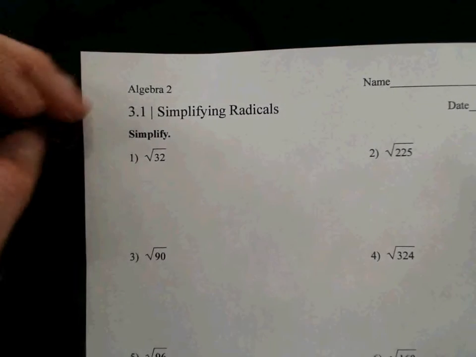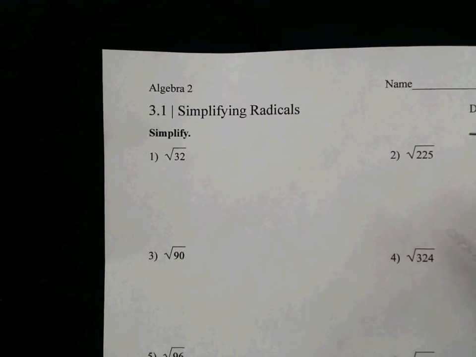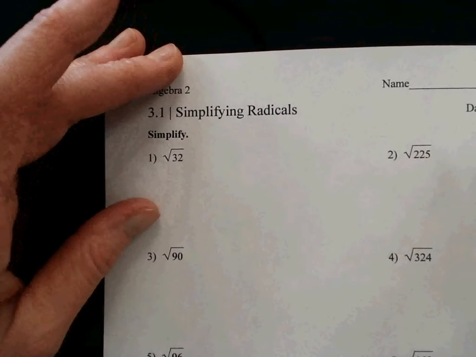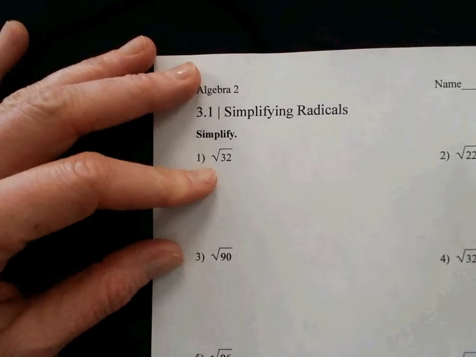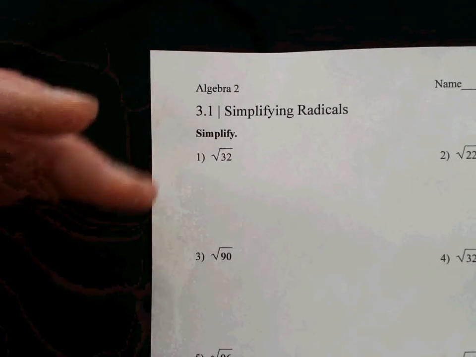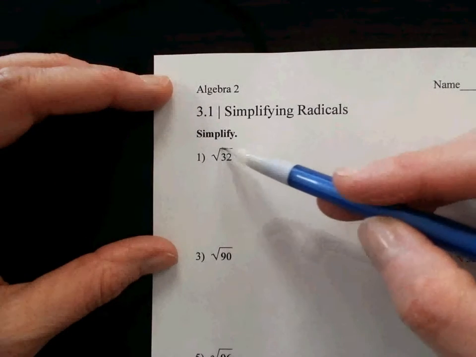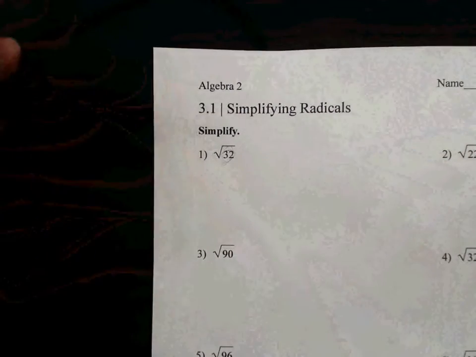I'm going to show you two different methods for simplifying these radicals. So, what is simplifying radicals? Simplifying radicals is getting this value to the point where it doesn't have any perfect square factors. So we have to factor those out.